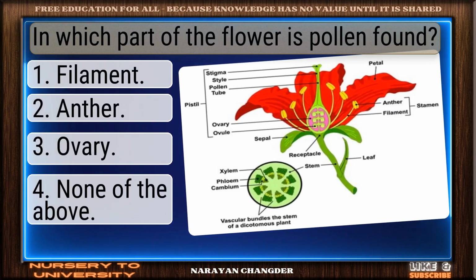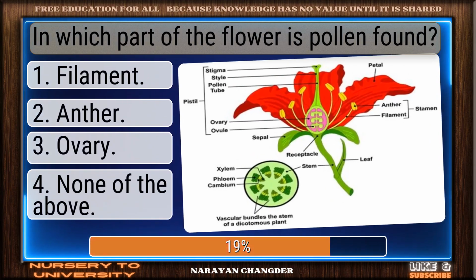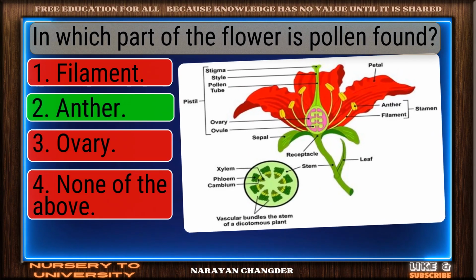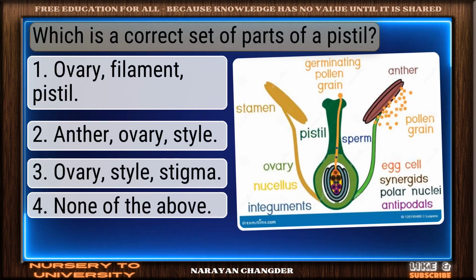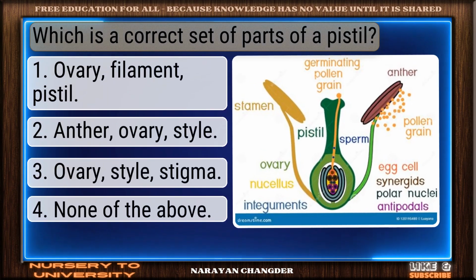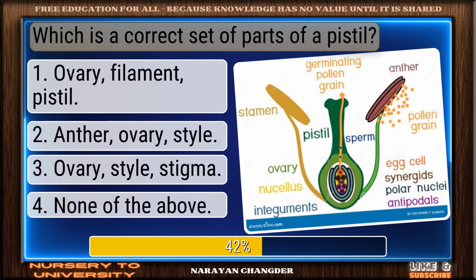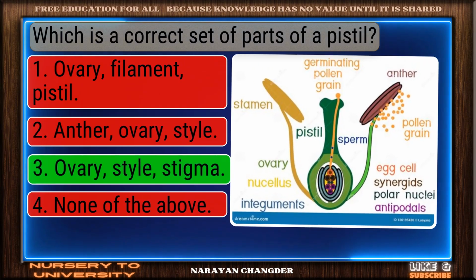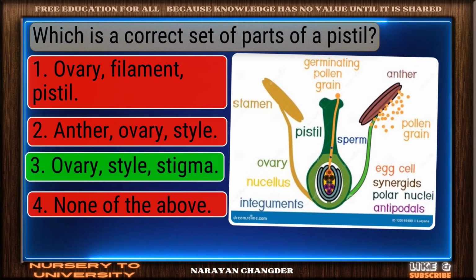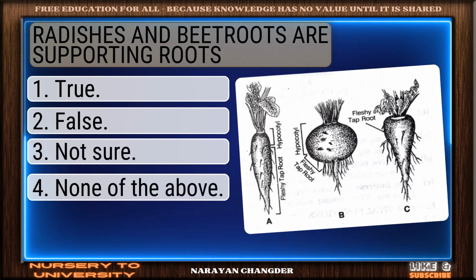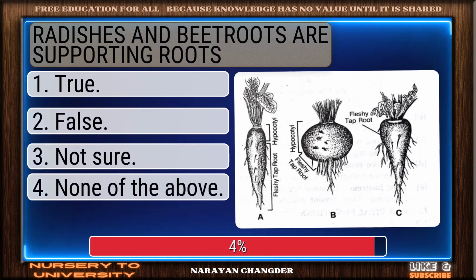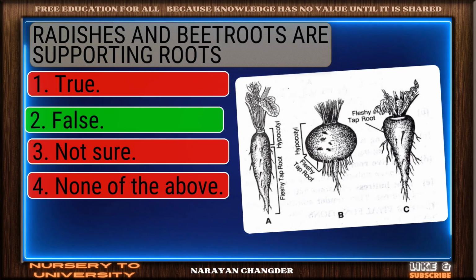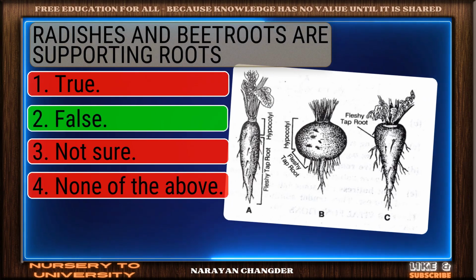In which part of the flower is pollen found? Right choice. Anther is the best answer, which is a correct set of parts of a pistil. Nicely done. Ovary, style, stigma is a solid answer. Radishes and beetroots are supporting roots. Smart move. False is an accurate answer.